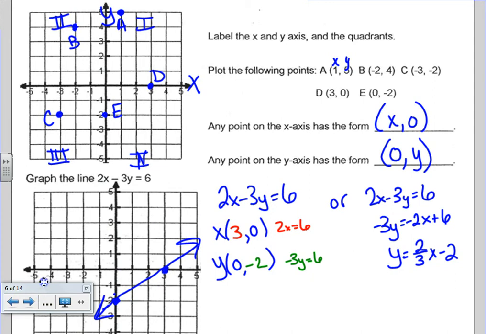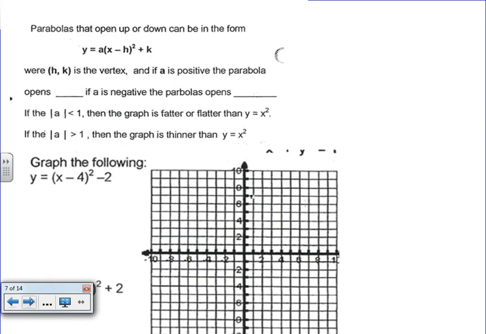As you become a little more developed in your math skill, most people find that x and y intercepts are a little quicker when you're in standard form.